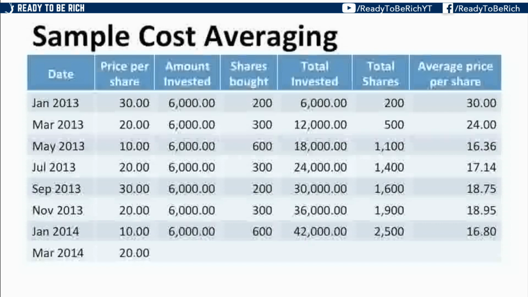So anyway, at March 2014, the price of the stock is 20 pesos per share. At this point, we have a total of 2,500 shares. If we sold all of those shares at 20 pesos, we will have 50,000 pesos, which is kumita pa tayo ng 8,000 pesos because our total investment is just 42,000 pesos. How did that happen? Because our average price per share went down to 16.80. So even if the price of the share is maging 18 pesos, kikita pa rin tayo.